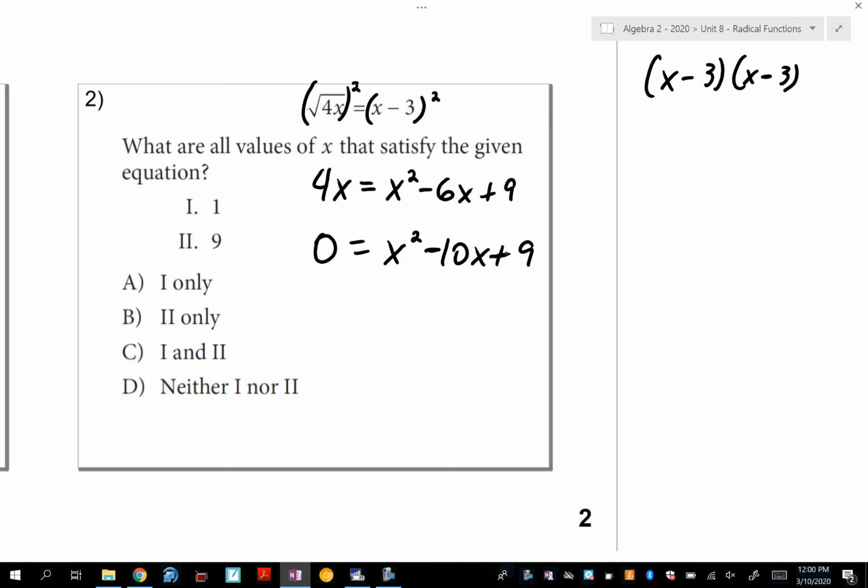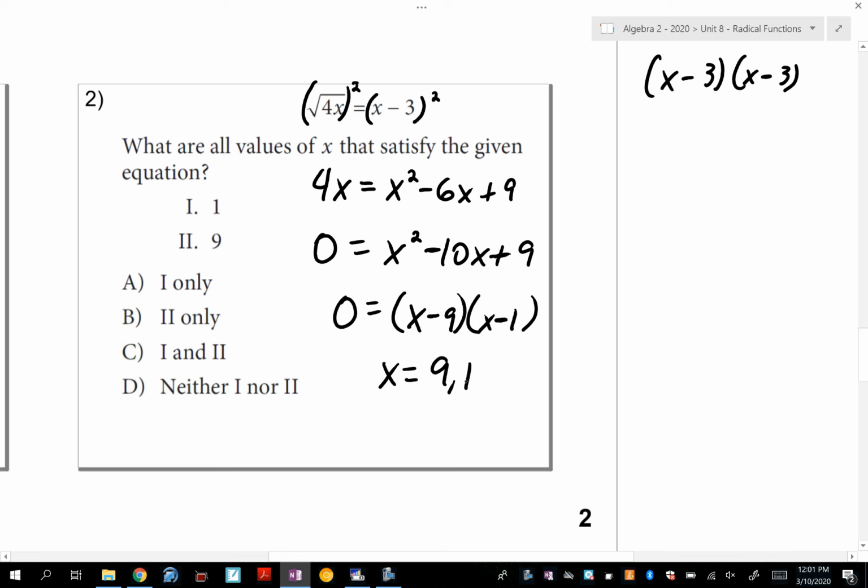So now I need factors of 9 that add to negative 10. They both need to be negative: negative 9 and negative 1. Because when you multiply them, that should be positive. A negative times a negative is positive. But a negative plus a negative is still a negative. So what are my 2 answers? 9 and 1. 9 and 1, very good.